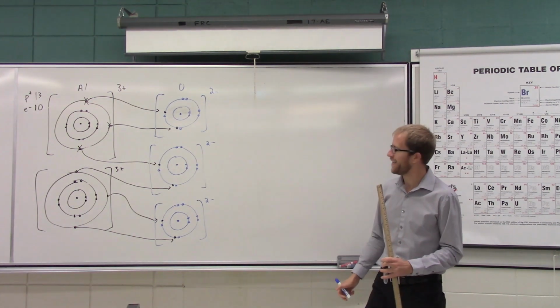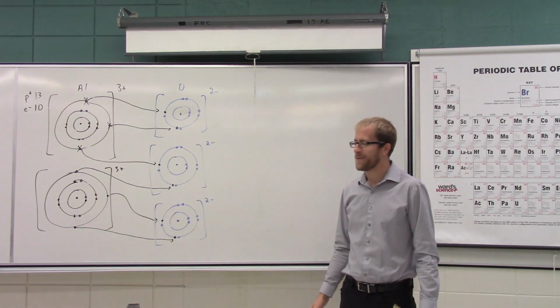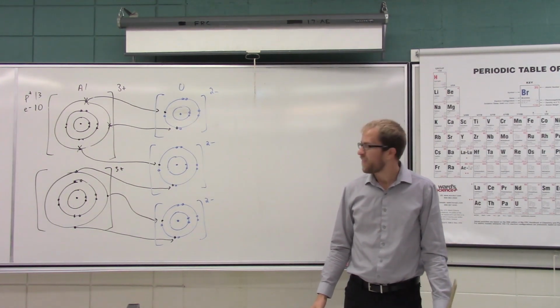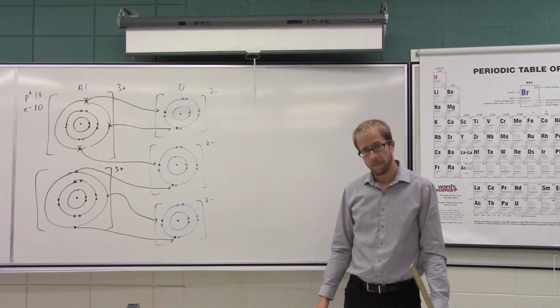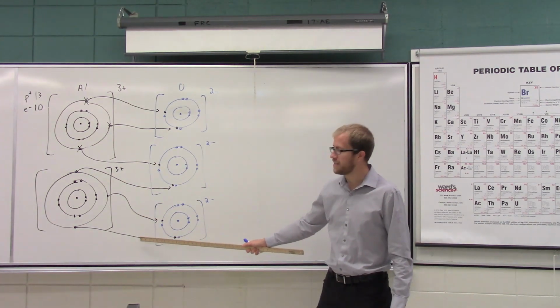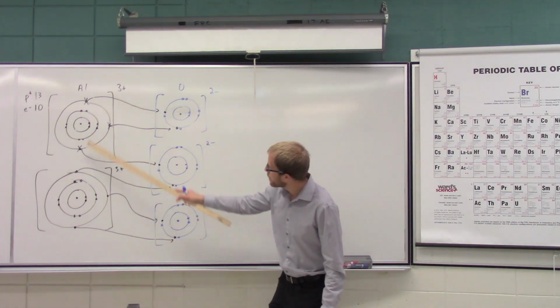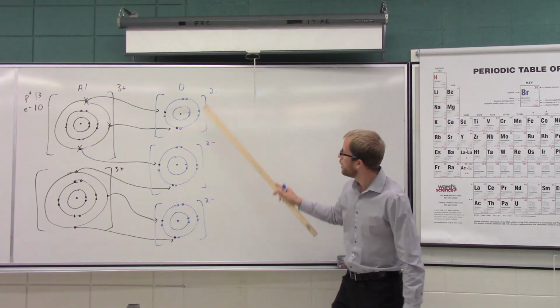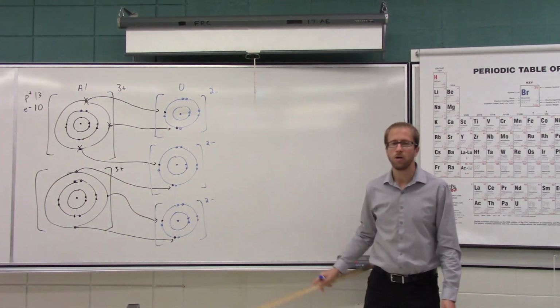Too many? Yeah, way too many. I agree, this is a pain in the butt to draw, but it's 6. Just count 1, 2, 3, 4, 5, 6. So that's why we have a 6+ charge in total and a 6- charge in total if you add it all up.